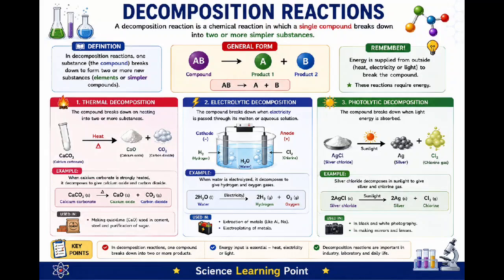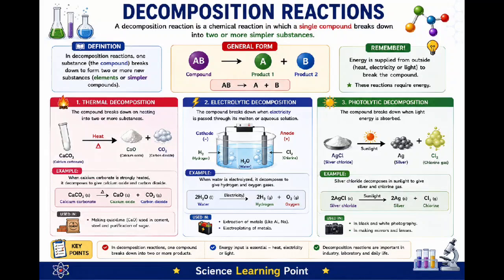Let's study three main types. Number 1, thermal decomposition. In thermal decomposition, heat is supplied. For example, CaCO3 to CaO plus CO2. When limestone is heated, it forms calcium oxide and carbon dioxide gas. This reaction is used in the manufacture of cement.